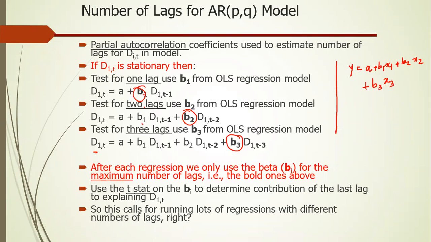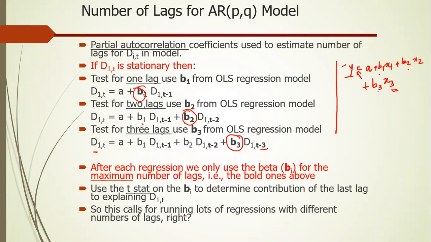Now the whole problem is that of explaining the variance in Y, right? So when you look at each of these regression coefficients, you want to estimate the impact this regression coefficient actually has on the Y. That's all we're saying: if you look at the T statistic on the regression coefficients, we determine the contribution of the last lag. This is the last lag here, in this case D1, T1 minus 3, right? So what is the contribution of this into the overall series?